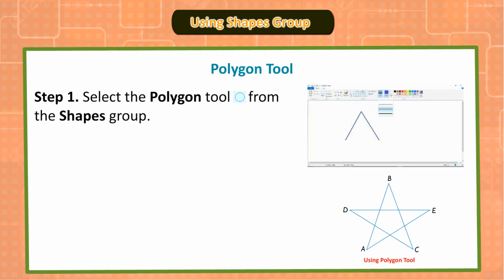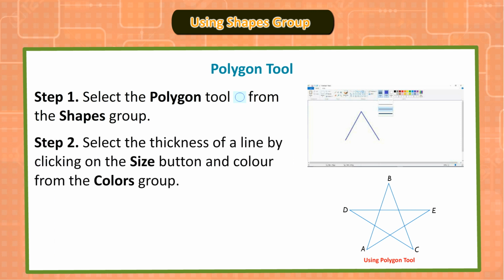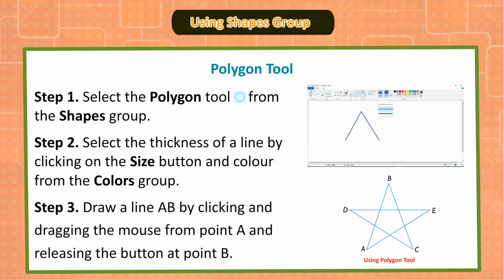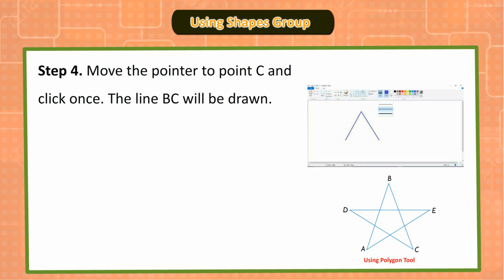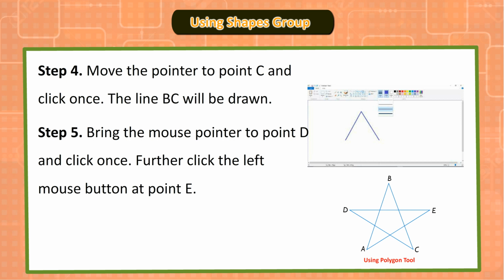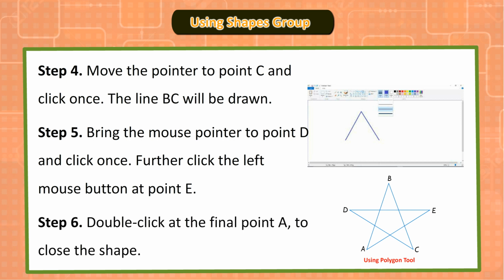Polygon tool. Step 1. Select the Polygon tool from the Shapes group. Step 2. Select the thickness of a line by clicking on the Size button and color from the Colors group. Step 3. Draw a line by clicking and dragging the mouse from point A and releasing the button at point B. Step 4. Move the pointer to point C and click once. The line BC will be drawn. Step 5. Bring the mouse pointer to point D and click once. Further click the left mouse button at point E. Step 6. Double-click at the final point A to close the shape, using Polygon tool.